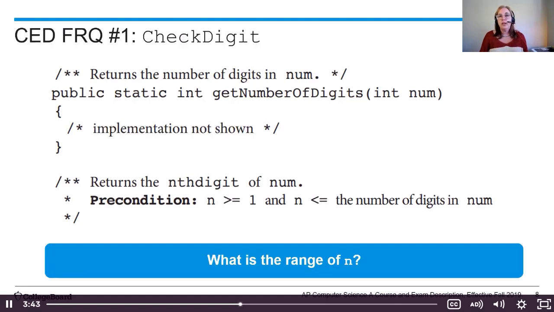Hopefully you said that n can be a number that is greater than or equal to 1, and n is going to be less than or equal to the number of digits in num. And remember, num is what we looked at in the previous portion of the problem. So look at check digit.